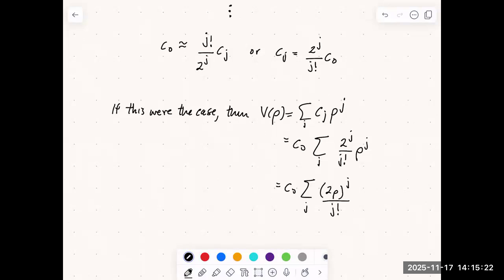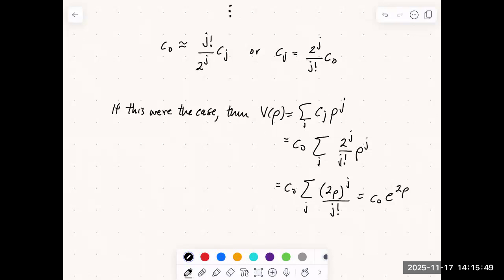Does anyone, what does this look like? What's the sum of x to the j over j factorial? Taylor series for, yeah, that's right. So our x here is 2 rho, and so this is like C0 e to the 2 rho.